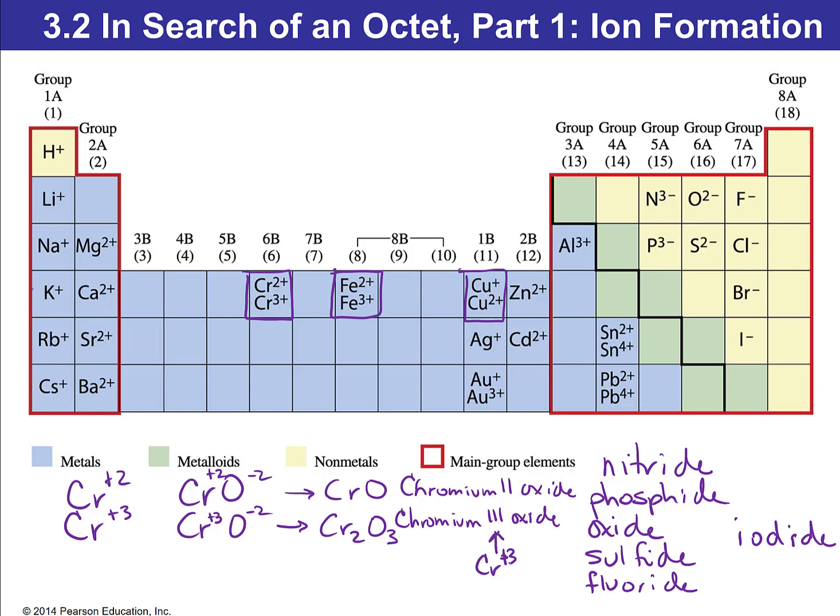And that's sometimes a mistake that I see, is people want to say, oh, well, chromium 3 oxide would be Cr3O because of the 3. That's not what that tells you. The Roman numeral tells you the charge on the chromium so that you can work out the formula. So the top one's chromium 2 oxide, the bottom chromium 3 oxide.